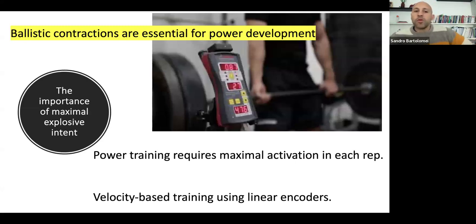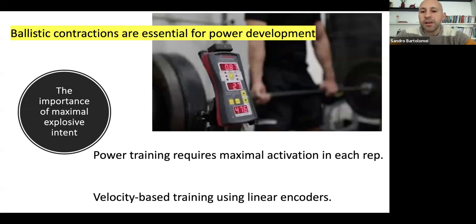Okay, so in order to improve power, ballistic contractions are important, but also using some strategy to measure the power in each repetition. This is typically allowed by a linear encoder, such as the Tendo unit in the picture. So my suggestion is, if you work with strength and power athletes, you should have one of these devices. Now there are some, like a Vitruvian or stuff like that, that are cheaper compared to the past.